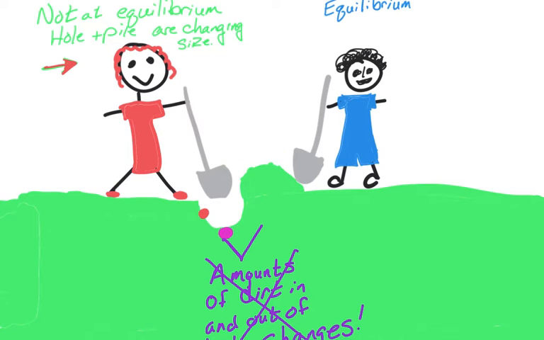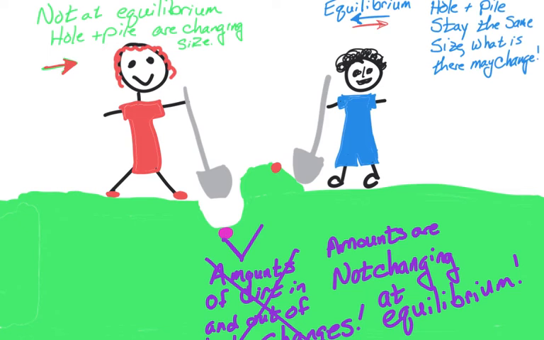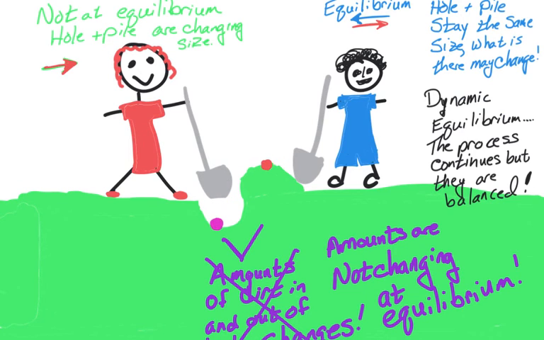And since they are going at the same rate, the filling and the emptying is happening at the same time, we see that the hole does not get any larger and the pile does not get any larger. But the pieces that are in the hole and the pieces that are in the pile have changed from one place to another. And that is what we call dynamic equilibrium.